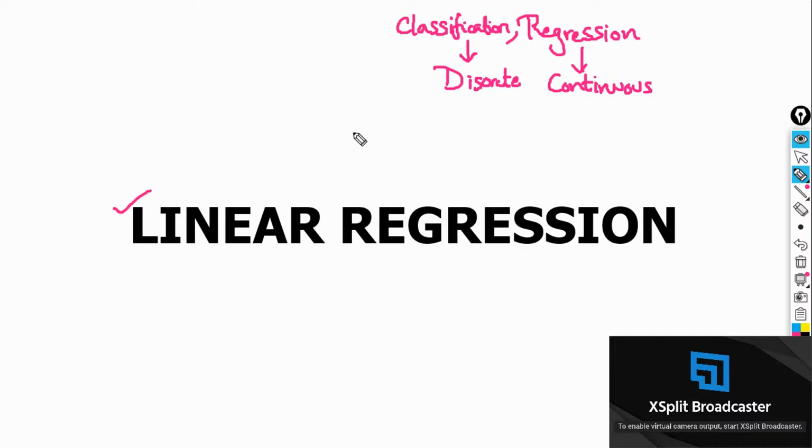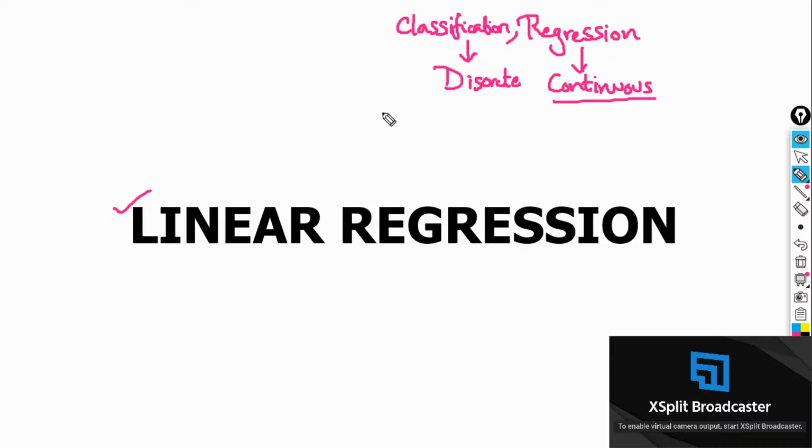So when you talk about regression, we have multiple algorithms available under regression. We have linear regression, logistic regression, multinomial regression, then ordinal regression. Depending on the use case, we use the regression type. Linear regression is generally used when the values under the y column are continuous.